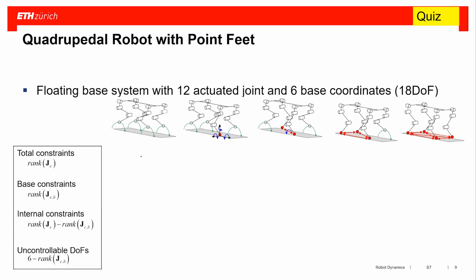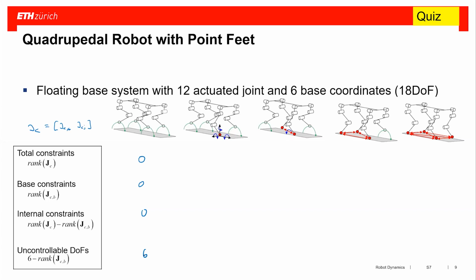So there's no JC, so the rank here must be 0. Just as a reminder, this was my JC base and my JC joint, stacked here. If I have a JC which is 0, then obviously also the base part is 0. So if I take rank JC minus rank JC base, this is also 0. And if I look at 6 minus this rank, it is 6. So in other words, we now have 6 uncontrollable degrees of freedom.